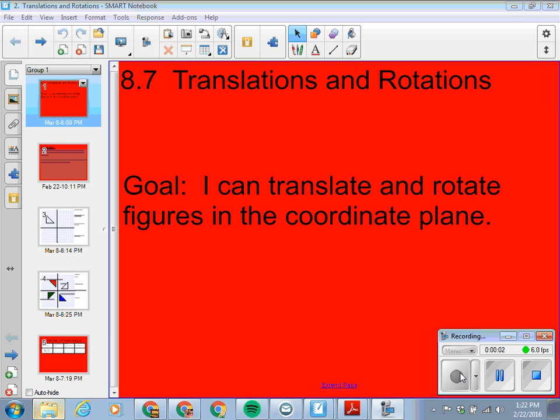This lesson is over translations and rotations. The goal is to translate and rotate figures in the coordinate plane. We are continuing on with transformations with two new ones today.